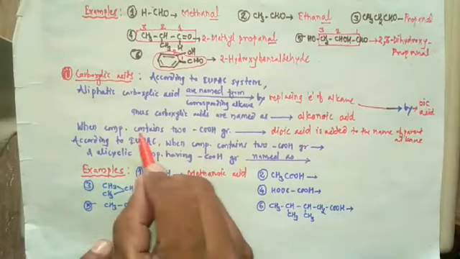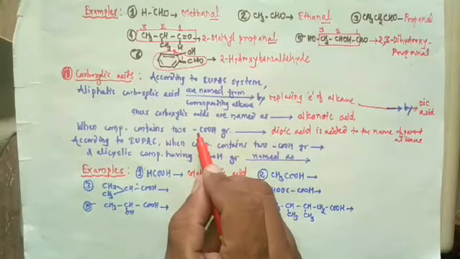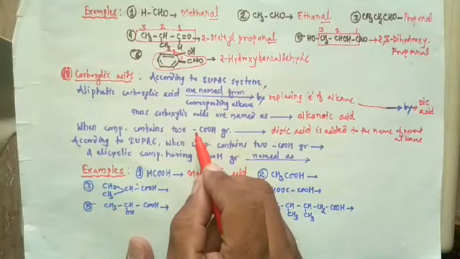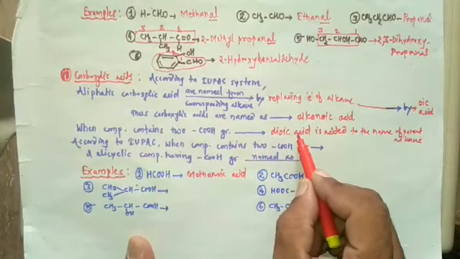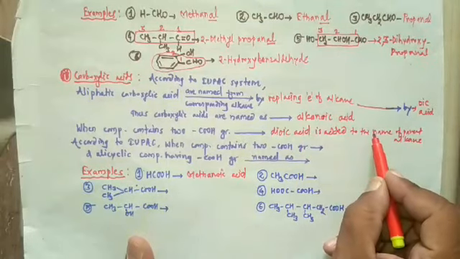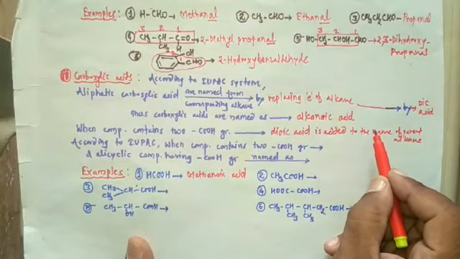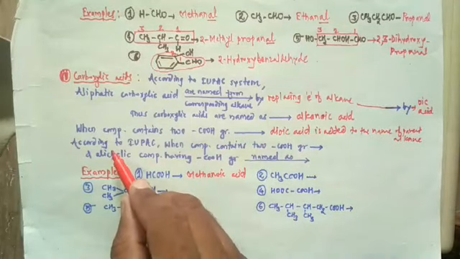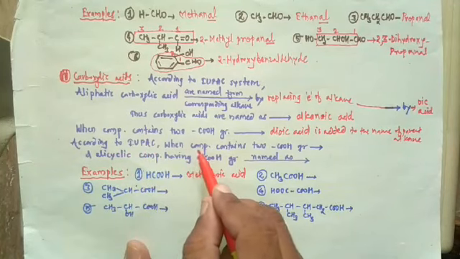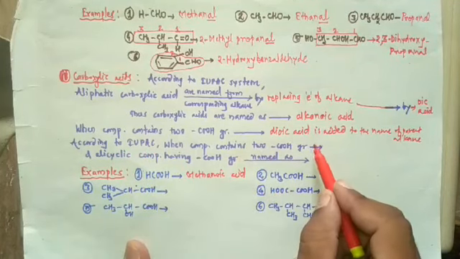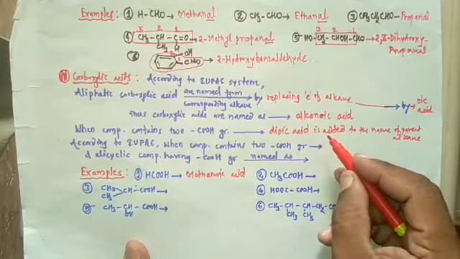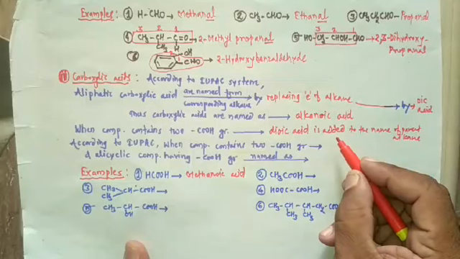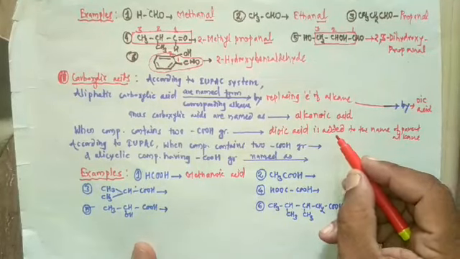So when a compound contains 2 COOH groups, then the suffix di-OIC acid is added to the name of the parent alkane. So according to the IUPAC system, when a compound contains 2 COOH groups, at that time di-OIC acid is added.